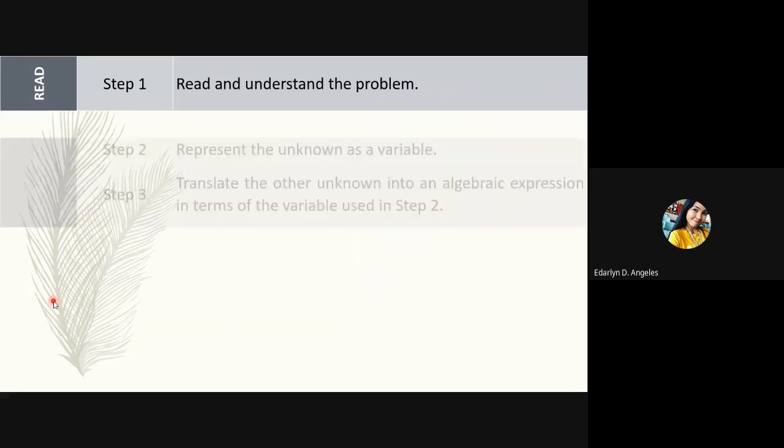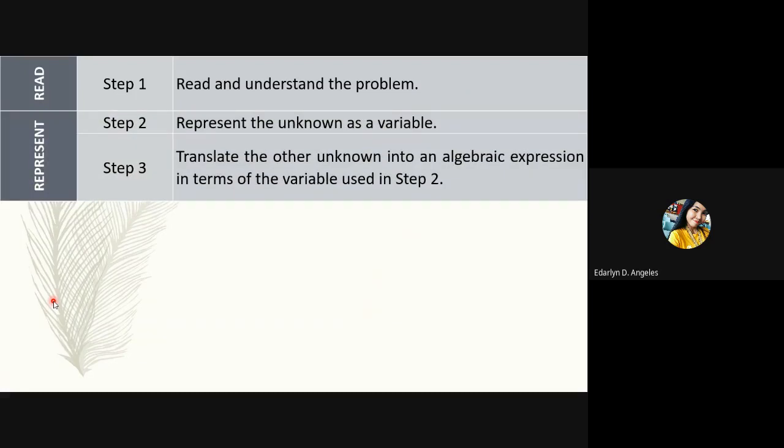All right? The second and the third would be to represent. Our second step is to represent the unknown as a variable. And the third would be translate the other unknown into algebraic expressions in terms of the variable used in step 2. We all know that we're dealing with word problems. Therefore, there are certain unknown values that need to be represented as a variable. And the third would be to translate the other unknown into an algebraic expression in terms of the variable that we used here in step 2.